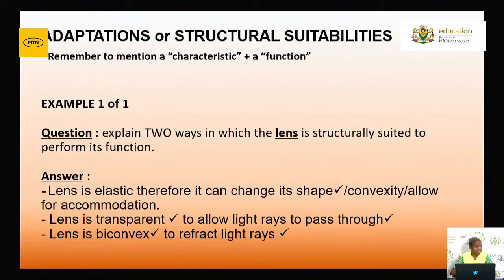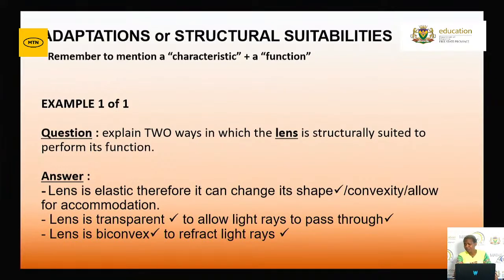The lens is elastic. It can stretch, and therefore it can change its shape. It is elastic to allow for accommodation. You still remember accommodation as one of the functions of the eye. Again, it is also transparent. We know that the lens is transparent, to allow the light rays to pass through. And again, it is biconvex to refract the light rays. So that is all with the adaptations or the structural suitabilities.